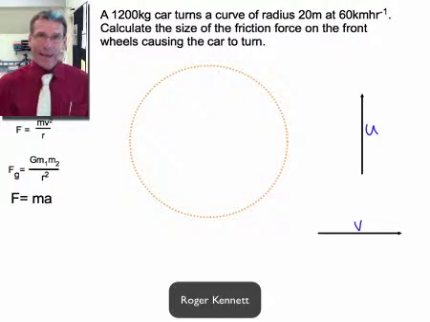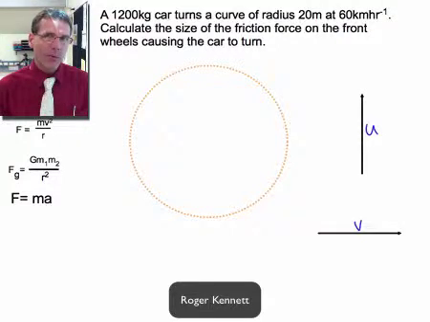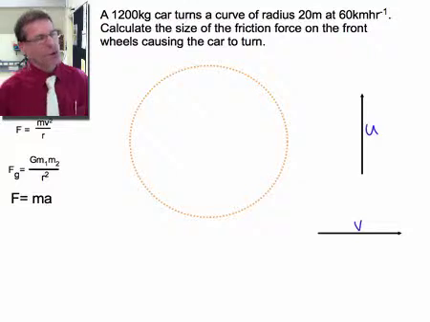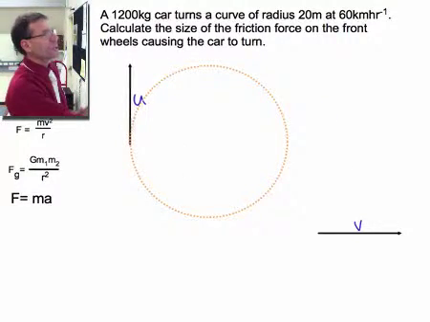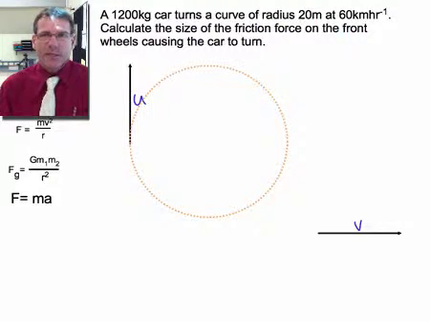All right, let's consider a car turning around a corner. It's an example of circular motion, of something going in a circle. So let's consider this car. Let's imagine that it's going this way at some initial velocity at 60 kilometres an hour.